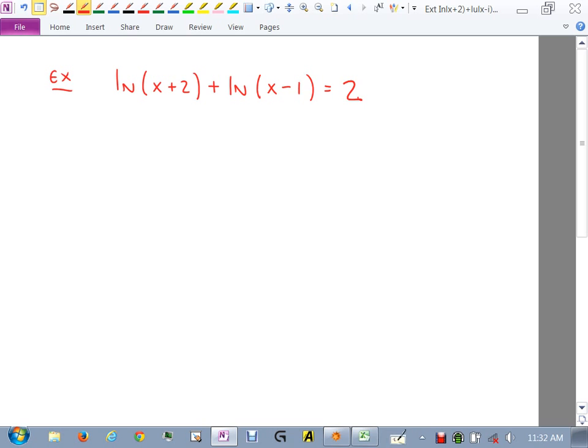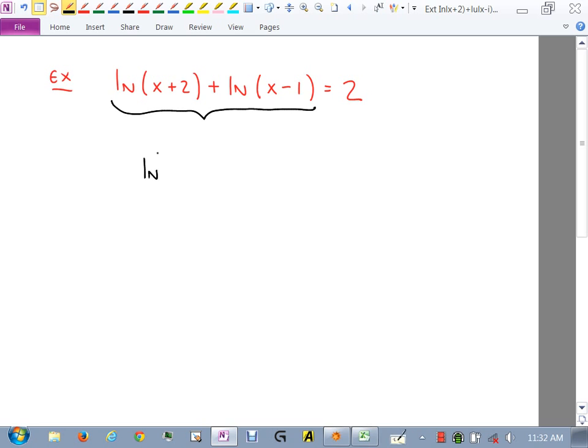This problem has a very similar format to the one we just did. Got two logs on one side added together. You've got a number on the other side. So it's not like the first example I did where you had logs on both sides and you just looked on the insides and set them equal. It's not going to work out that easy. But I can try and do the loop if I can put these two together. Can I put them together? Yes, they're both natural logs.